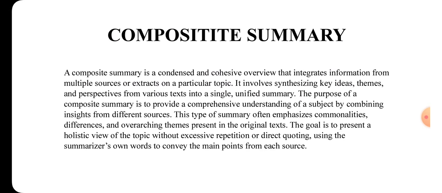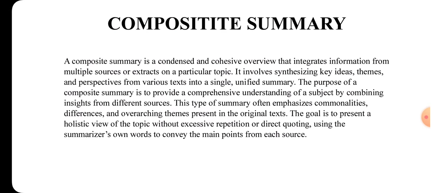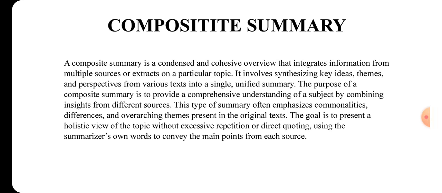So without wasting my time, let's get to the composite summary. We'll look at the composite summary and how we can solve it. When you talk of a composite summary, it's a condensed and cohesive overview that integrates information from multiple sources or extracts on a particular topic. It involves synthesizing key ideas, themes, and perspectives from various texts into a single unified summary.